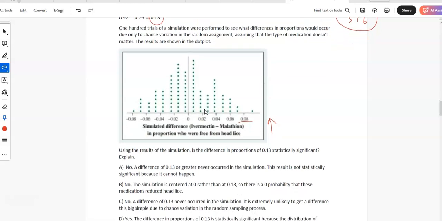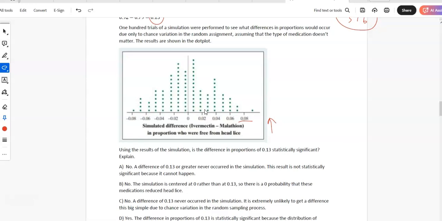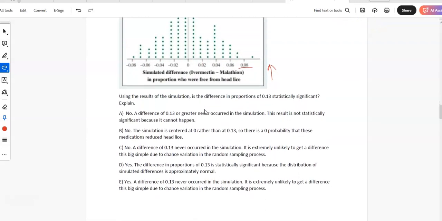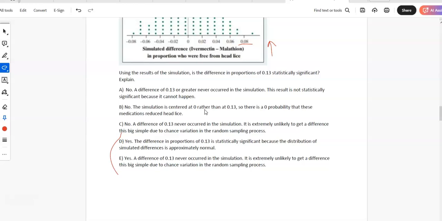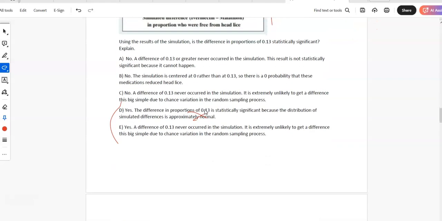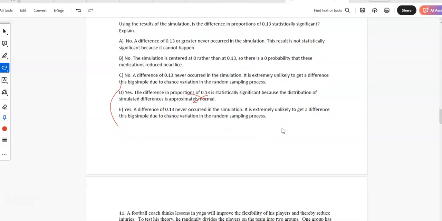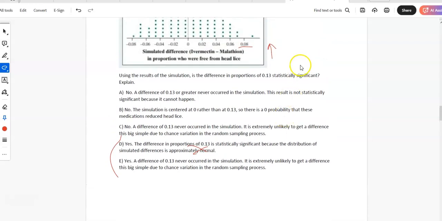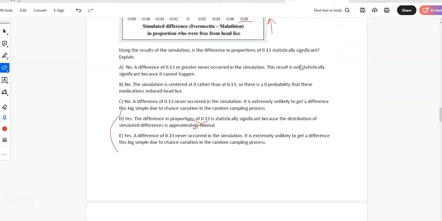Is the difference of 13% statistically significant? Oh, so here's the question. So yes, it does seem to be that, not because it's approximately normal, although, well, simulation, but a difference of 13% never occurred in the simulation. It's extremely unlikely to get a difference this big due to simple chance alone. That's what the simulation is based off. It's chance alone.